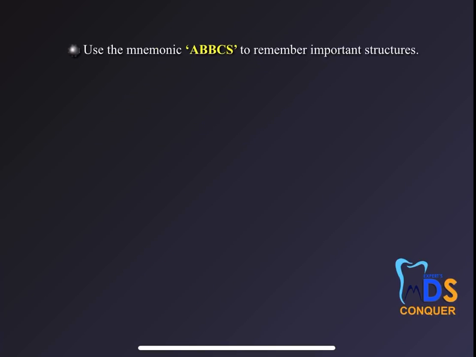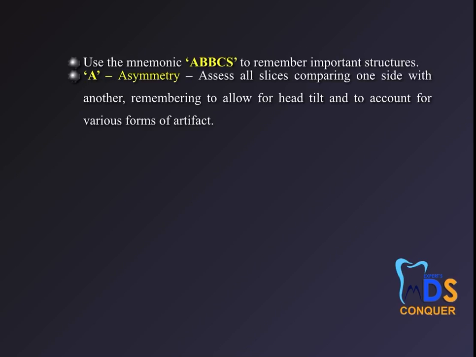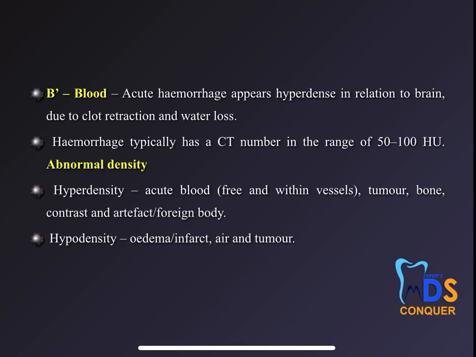Now a small mnemonic to remember how to interpret. First you have to look for asymmetry. A is for asymmetry, where you assess all the slices and compare one side with the other. Next, B is for blood. You have to look for acute hemorrhage, which appears hyperdense.